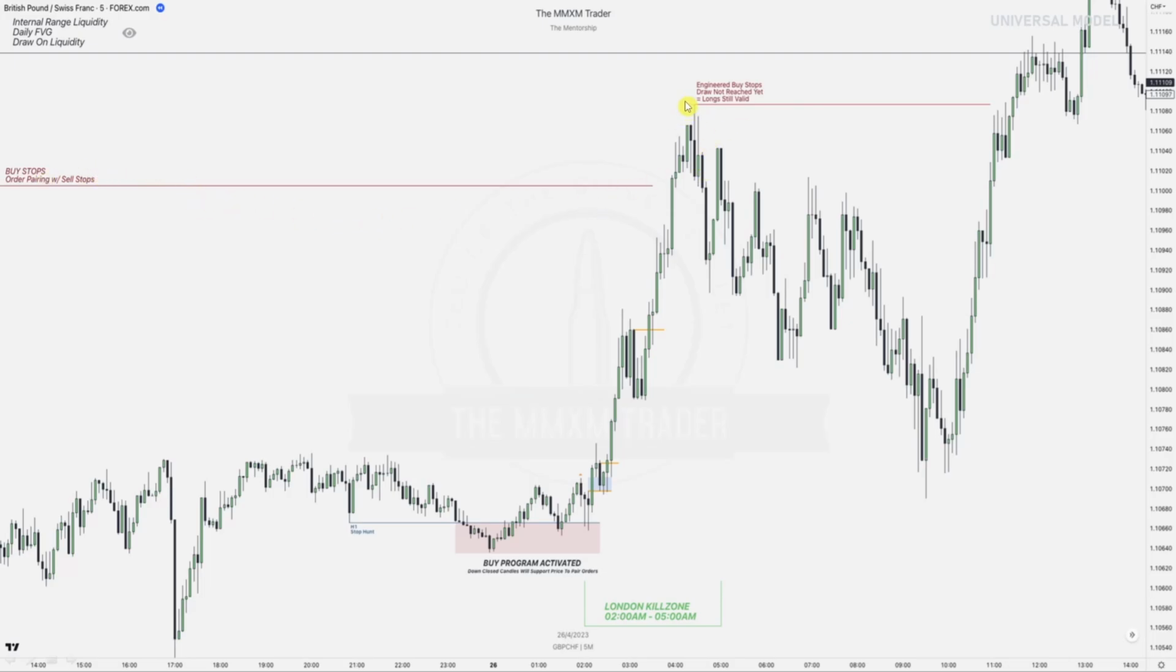Now over here, we did not quite reach our draw on liquidity, right? Over here. So we have engineered buy stops for the next kill zone. So the draw is not reached yet, so longs are still valid. Once again, you can draw out your mitigation blocks from the sell side of the curve into buy side of the curve, right?